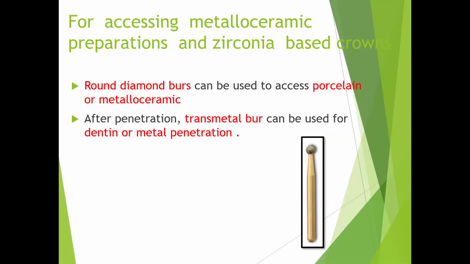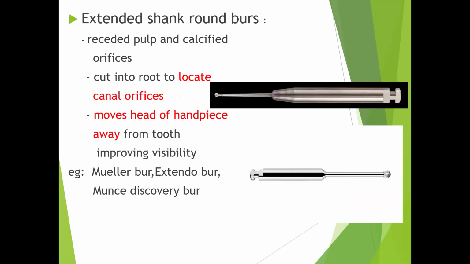To do access cavity preparations through metal ceramic crowns or full metal crowns, you need something called a trans-metal bur. It's shown in the diagram. These can go through porcelain or metalloceramic restorations.